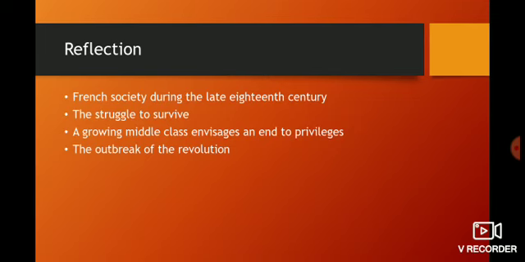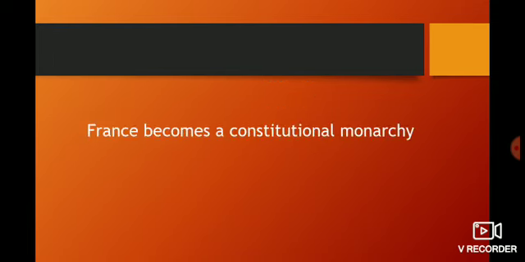Is it clear, children? And what taxes were abolished? Tithes were abolished, and the lands owned by the churches were confiscated. That means seized. So how much wealth was earned by this? 2 billion livres. Is it clear, children? Shall we start today's chapter? How France becomes a constitutional monarchy.